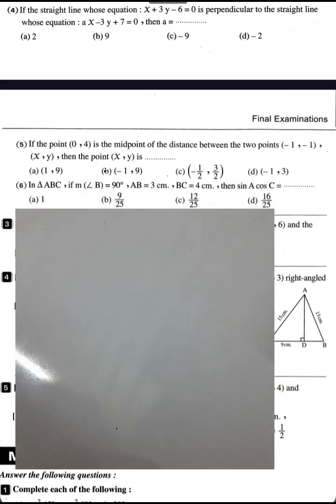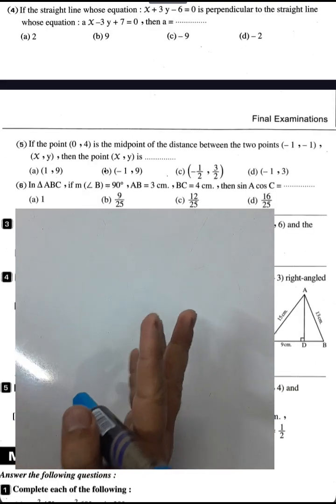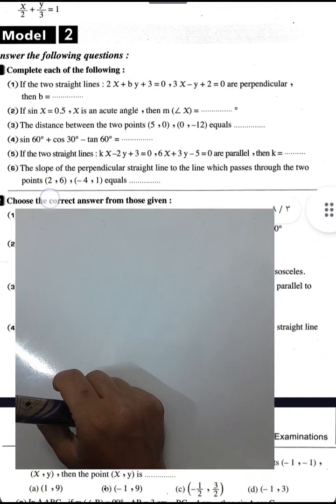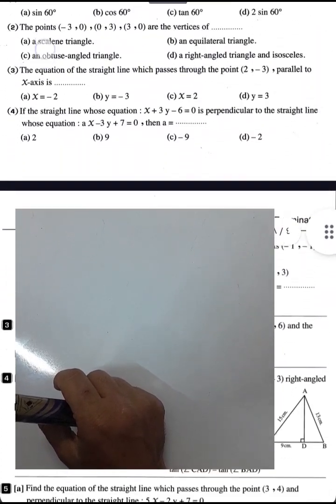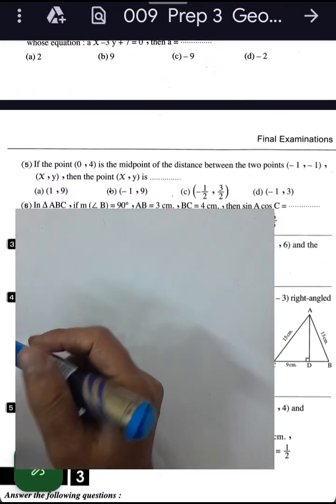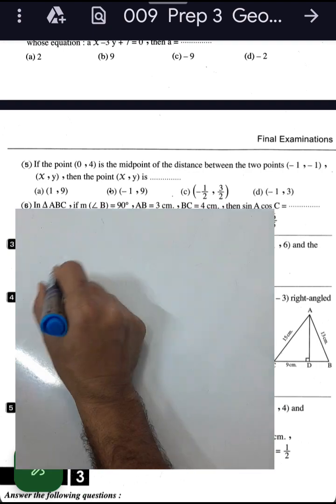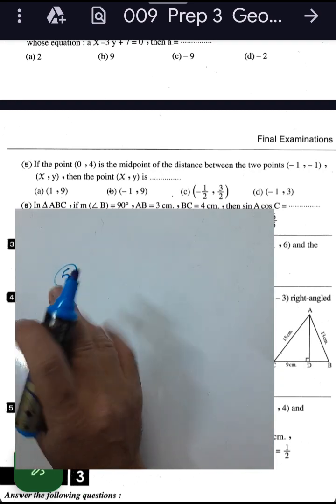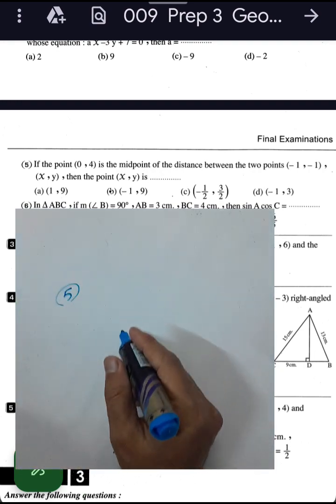Okay, again, I solved question 5 and 6 from model 1. Now I will complete model 2 with you. Okay, again, my students. Question number 5. I solve with you question number 5 again because the last question was in model 1, but this question is in model 2. Now we solve model 2. Pay attention with me.